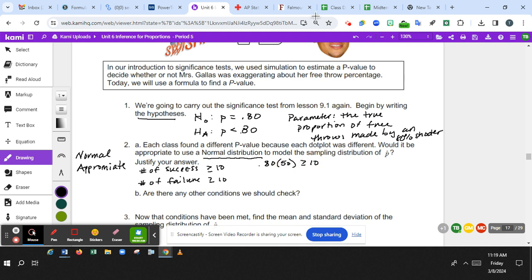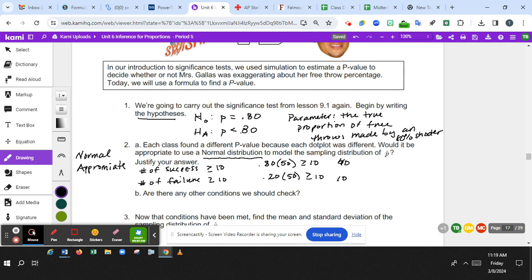Is that greater than or equal to 10? And then is my failures 0.2 times 50 greater than or equal to 10? We only substitute for a parameter with a sample statistic when we're doing a confidence interval because we don't have the information that we need in order to know for sure about the population. Okay, and we don't even know if this is valid, but we know that if this was true, would this work? So 80% of 50 is 40, and 20% of 50 is 10. So we can use the normal approximation.